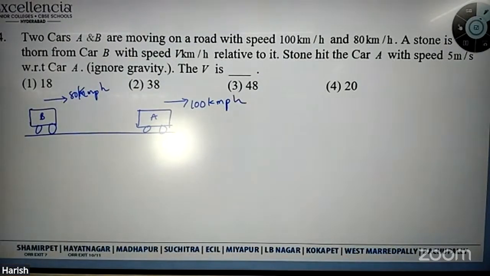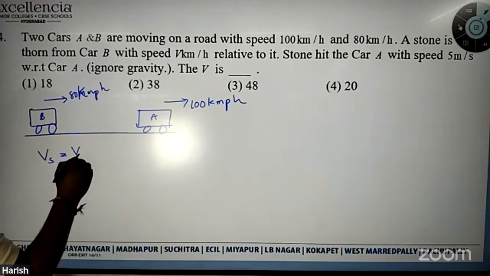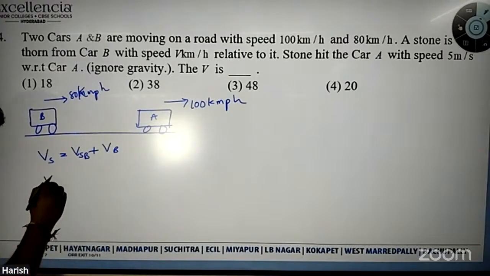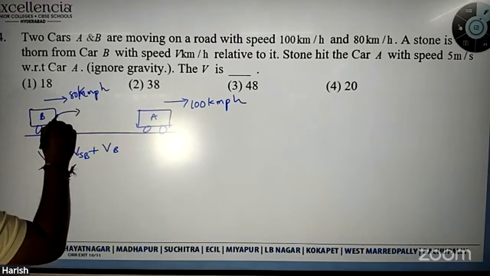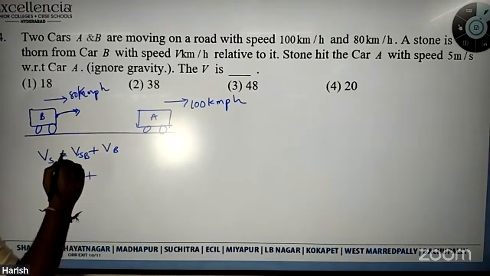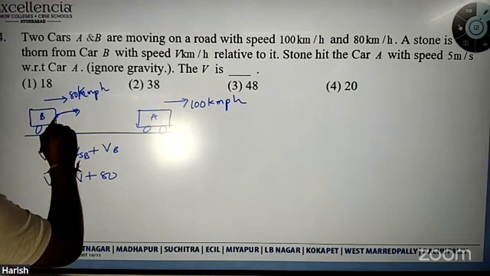So I'm taking the result which I explained just now. Right after the magnitude, that is Vs = Vsb + Vb. So the speed of the stone, we're throwing it from here, will be the velocity of the stone with respect to this, which they have given as V, plus A. So this is the actual speed of the stone, but with respect to ground.